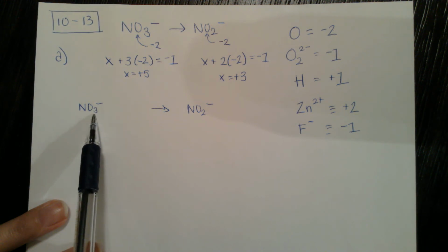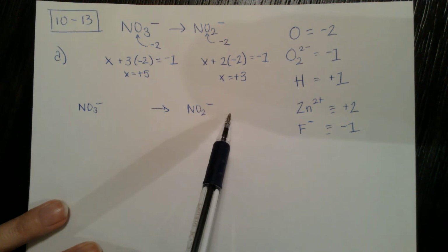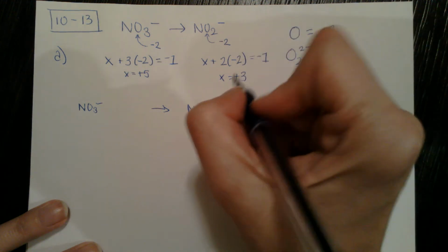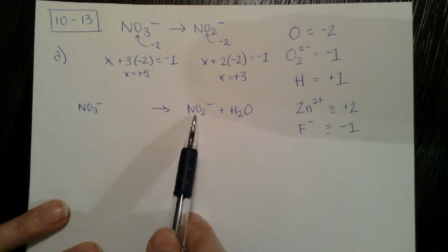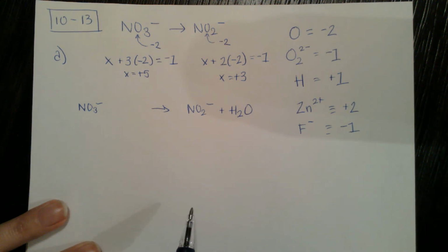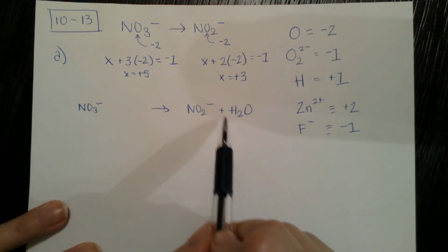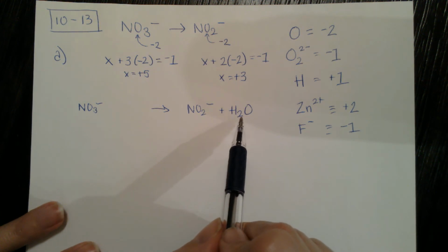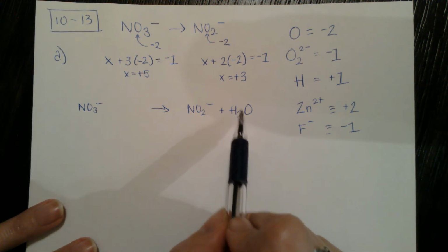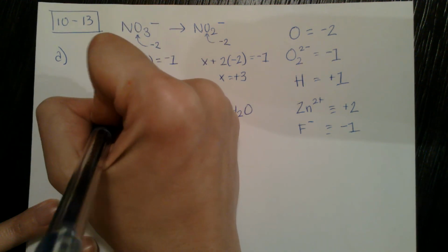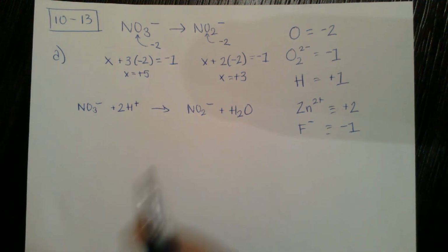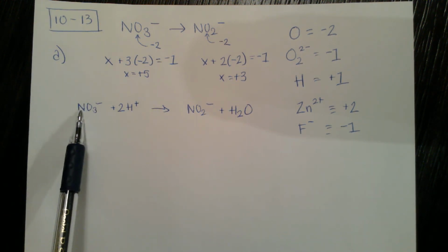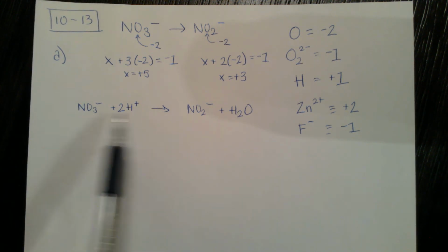We have 3 oxygens here, 2 here. So we need an additional oxygen on this side, so we're going to add 1 water. Now we have 1, 2, 3 oxygens over here. When we did that, though, we added a new element, hydrogen. We balance hydrogen in acidic conditions by adding the acid, by adding H+. Since we have 2 hydrogens here, we're going to have 2 H+ over here. That balances our elements: nitrogen, nitrogen, hydrogen, hydrogen, oxygen, oxygen.